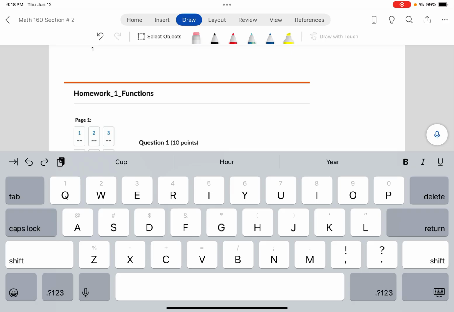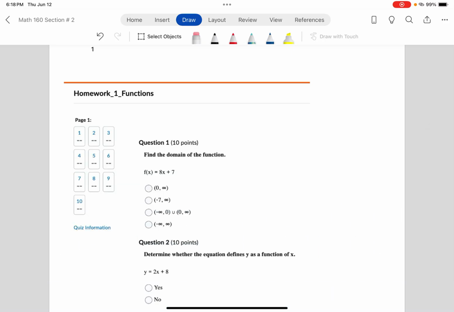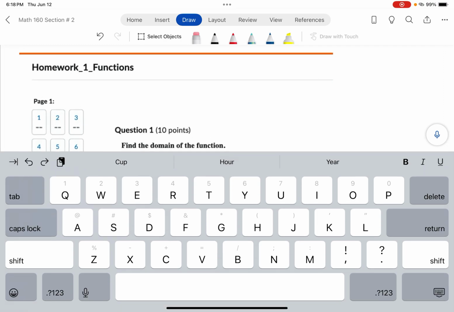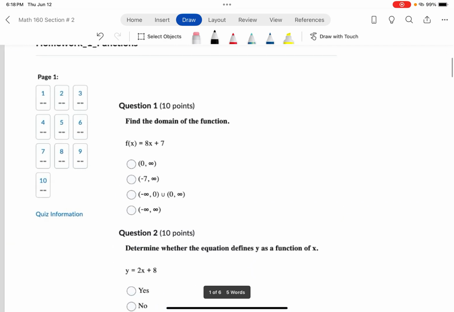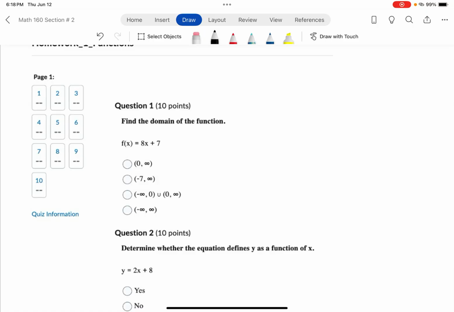For example, the first question, this was a homework, is: find the domain of the function, and you have that function right here. To find the domain of that function, an easy way is to give some value to x, and then since you give some value to x, you will be able to know the coordinate points in the graph, the y-axis and the x-axis.